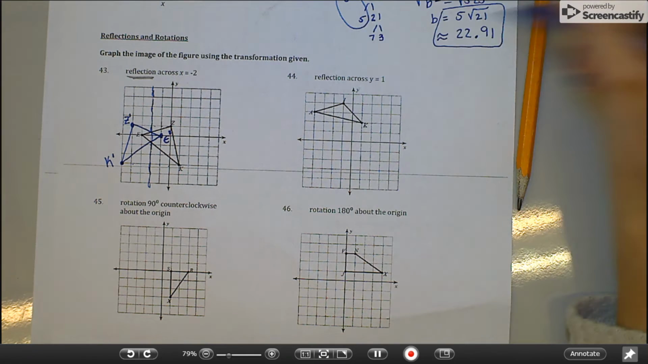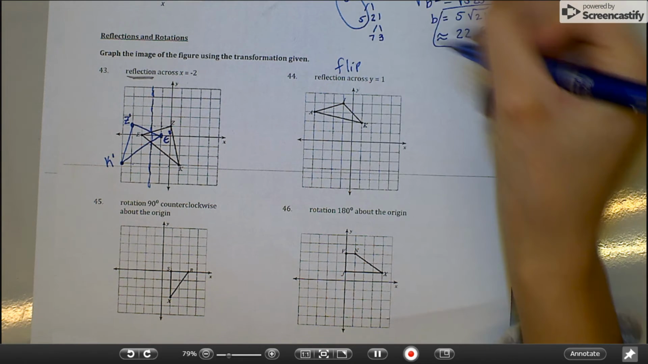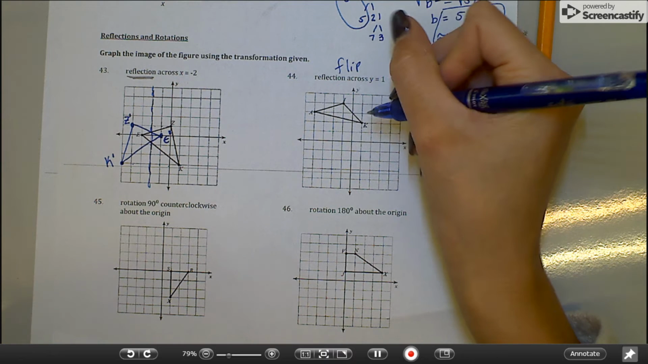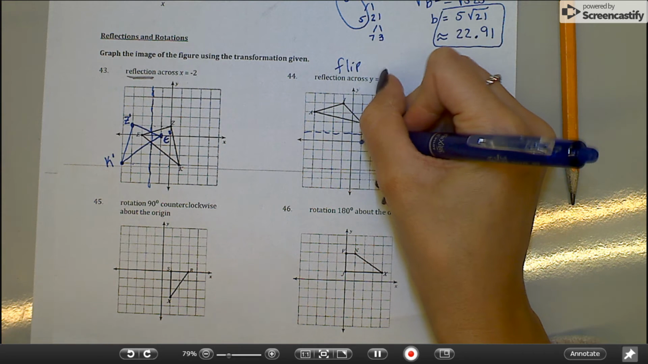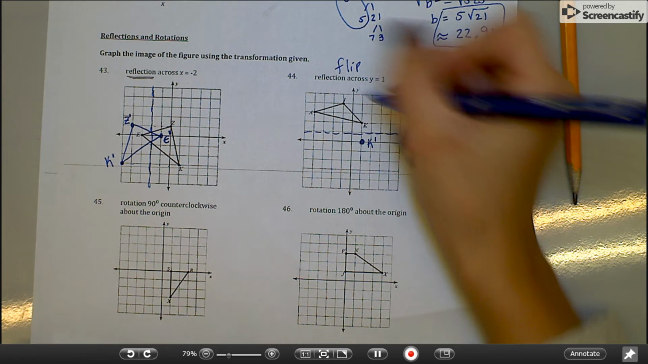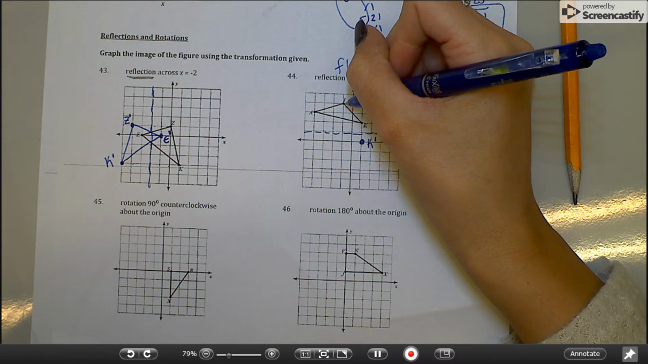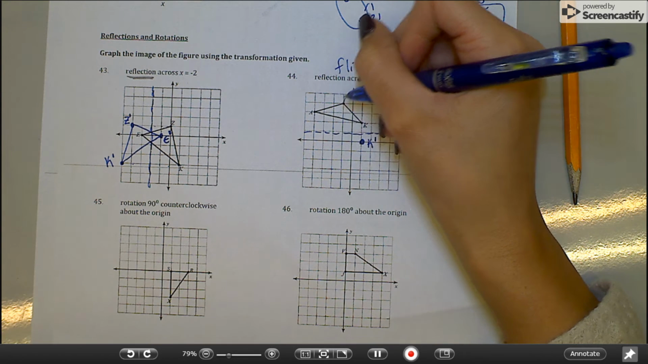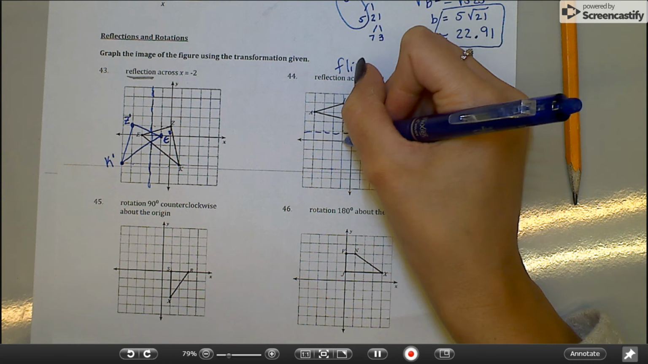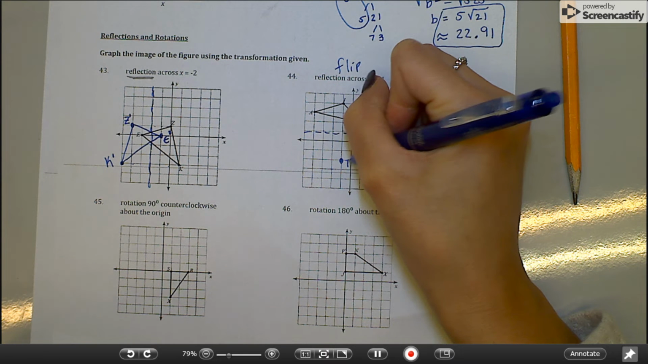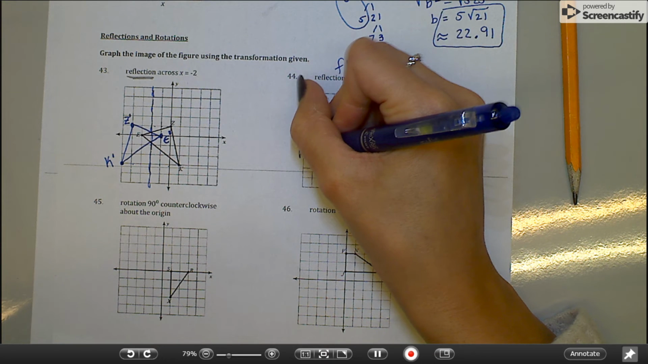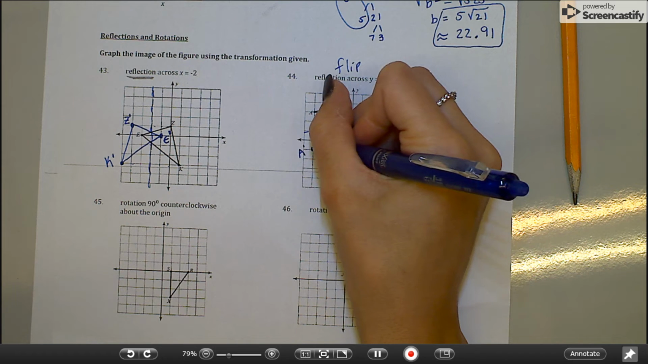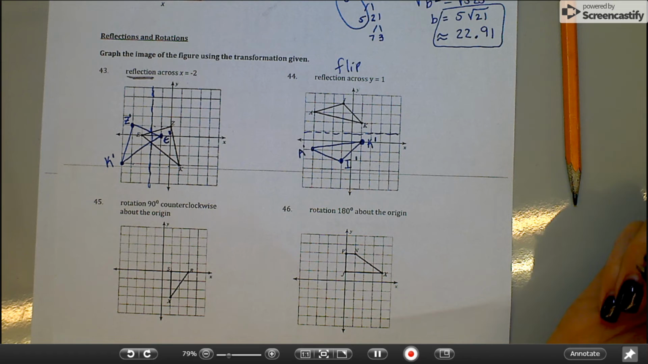Number 44, reflection. Again, you're flipping across y equals 1. So this is going to be a horizontal line. Y equals 1 is right here. Again, K is 1 above, so the transformation will make it 1 below. This point right here, I, is 1, 2, 3 above, so it'll be 1, 2, 3 below, I prime. And then A is 2 above, so it'll be 2 below, as A prime. Connect. And now you have your reflection.